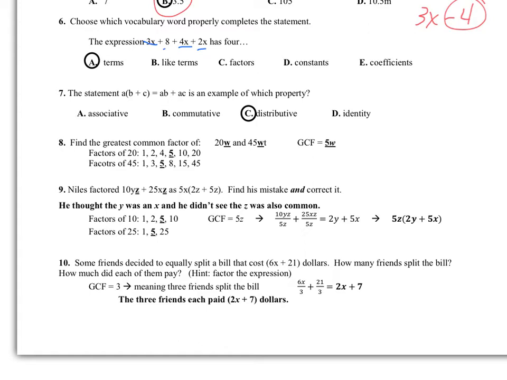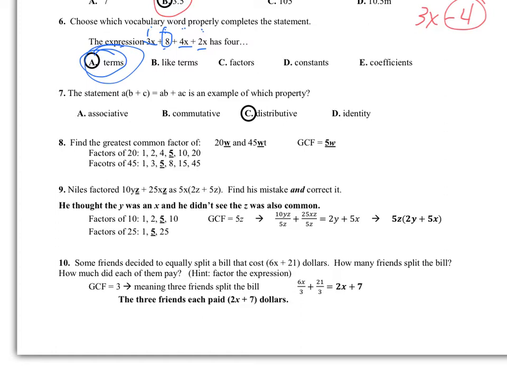If you remember from class, each one of these guys right here is called a term. Not a like term. They're all different here. Well, not all, but this guy right here is different. So each one of these guys is classified as a term. Okay, none of these other guys. So terms.